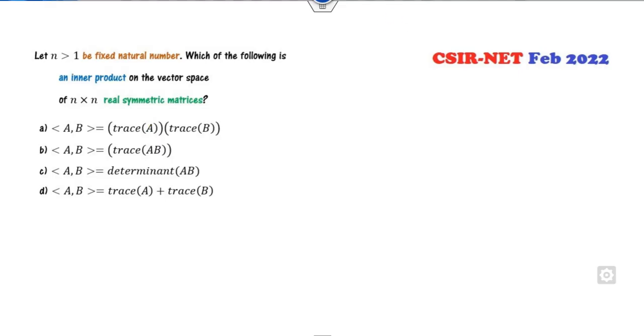Okay, look at this another one. Let N be the, this is a CSIR NET question. Now you can see this is an N cross N matrix. So for the very simple case, I can simply take N as 2 cross 2. Fine. A and B, which of the following are the inner product on the real symmetric matrices. So it means A and B are my 2 cross 2 symmetric matrices. Then which of the following is an inner product?